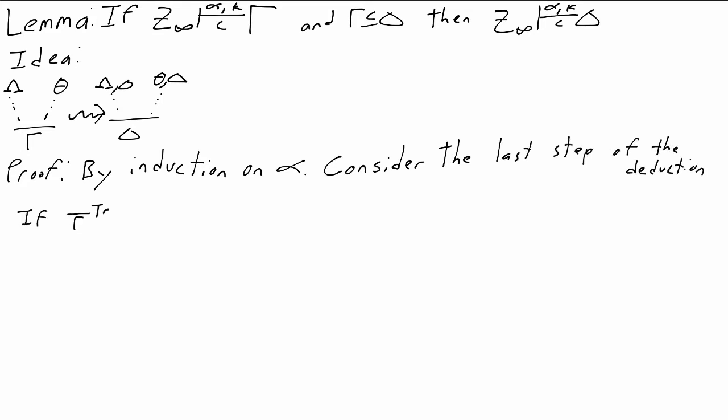First, suppose we justified Γ directly using the true axiom. For instance, if α is 0, this must be what happened. In this case, there must be a true atomic or negated atomic formula in Γ. Since that formula is also in Δ, Z∞ deduces Δ with whatever bounds, so certainly the same bounds.